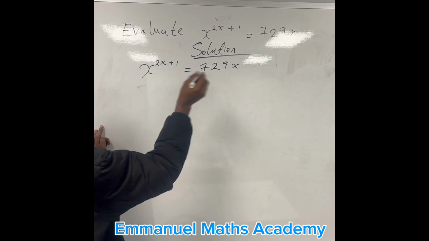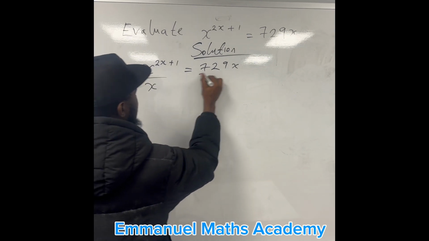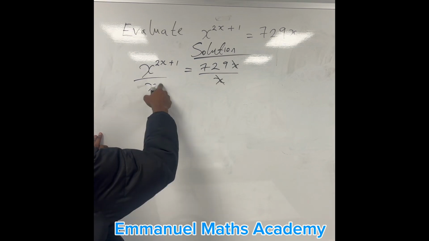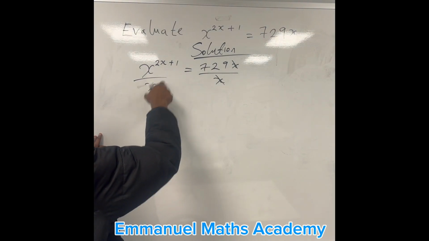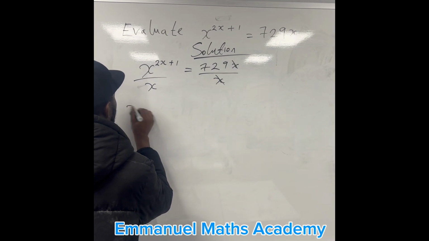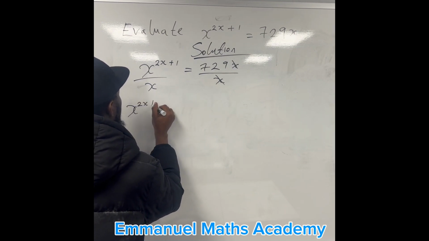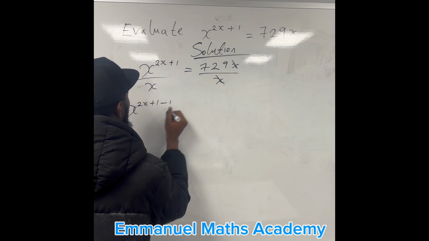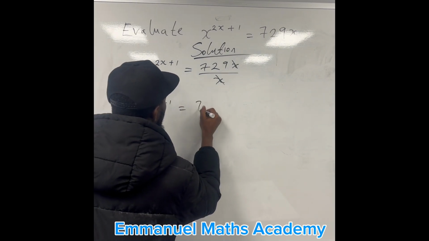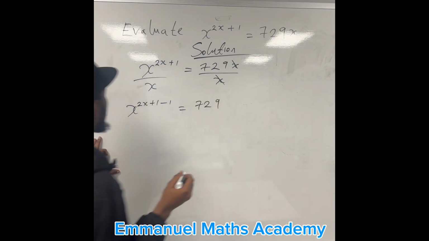729x, so you divide both sides by x. x will cancel x. Right, so you know from here you have an invisible 1. If you bring this up, you have minus 1. You have x^(2x+1-1). Alright, so this will come up. This is now equal to 729.